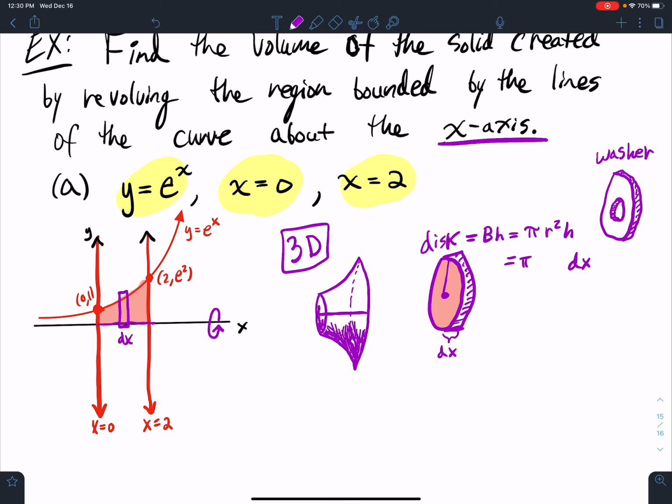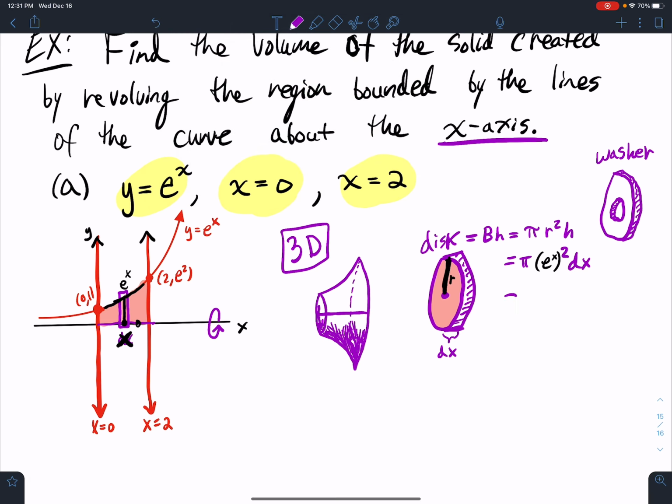But what is that radius? How do I get the radius here? How am I going to get that radius r? Well, that's the distance between the axis we're revolving and the curve. So what is the axis we're revolving at some arbitrary x value? That is e to the x minus 0, so it's top minus bottom, e to the x minus 0, so that's e to the x inside my radius. And then remember, I square the radius.